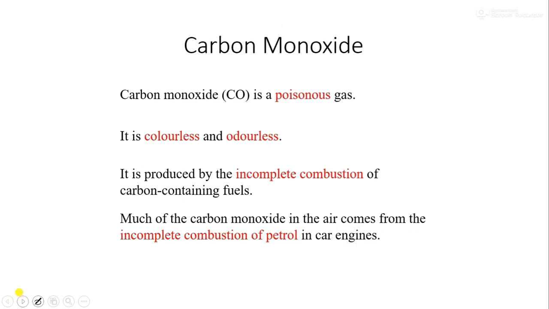Start with carbon monoxide. Carbon monoxide is a poisonous gas with no odor and no color. The source of carbon monoxide is incomplete combustion. When there is any incomplete combustion, carbon monoxide is produced.